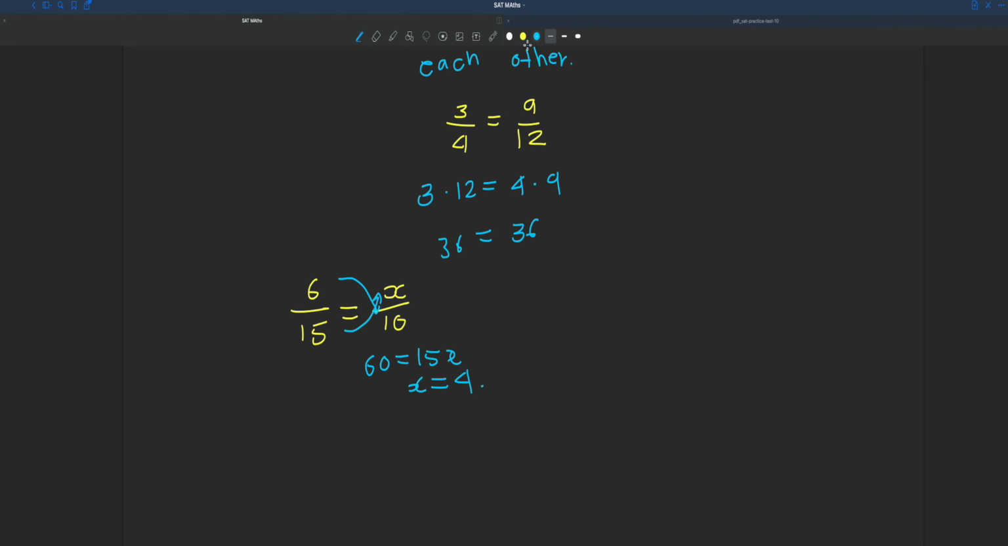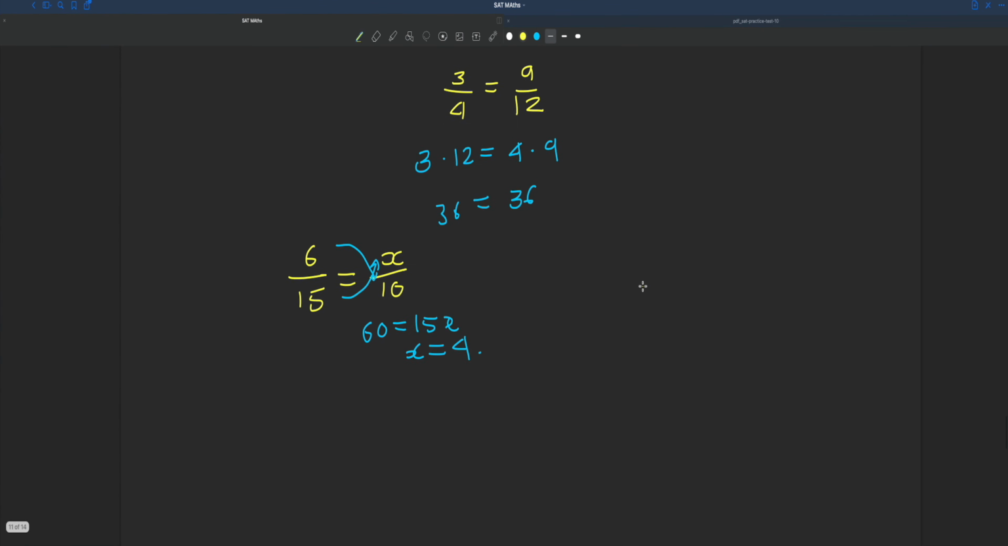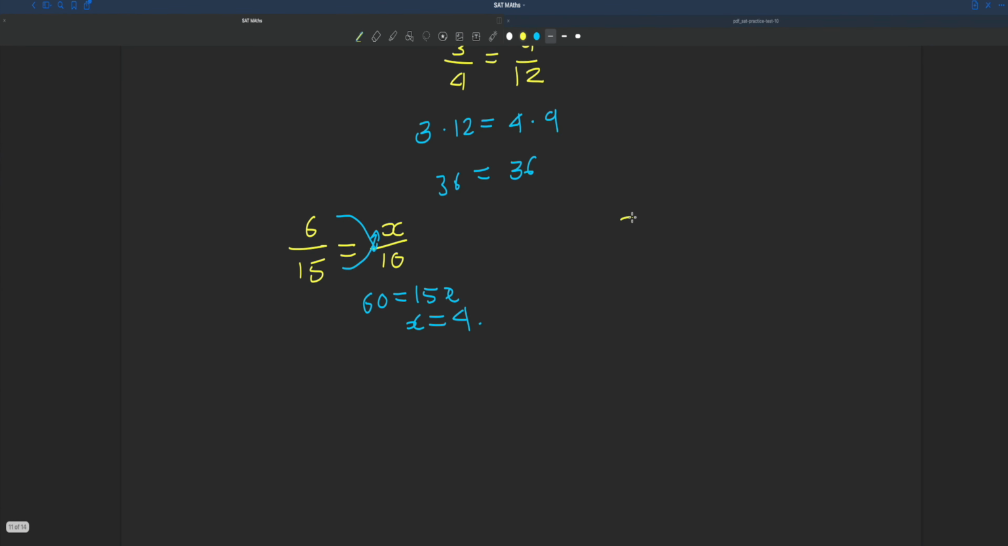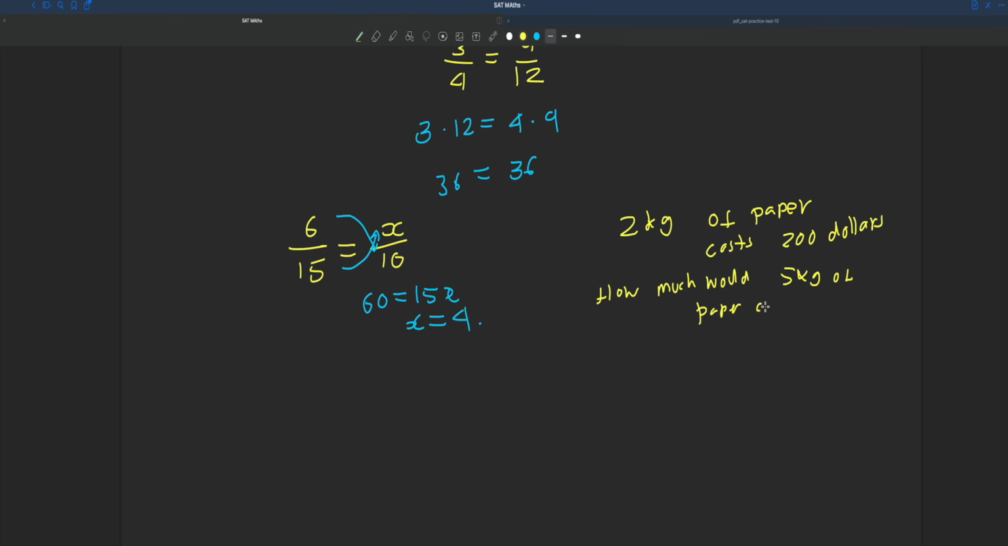And now let's just solve a quick word problem, a simple one, to see if you guys understand. So let's say 2 kilograms of paper cost $200. How much would 5 kilograms of paper cost? So I want you guys to pause the video right now and try to solve it.